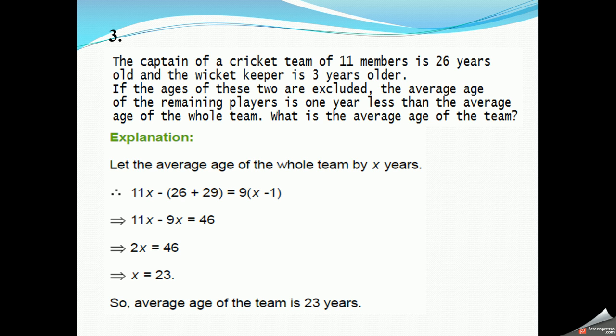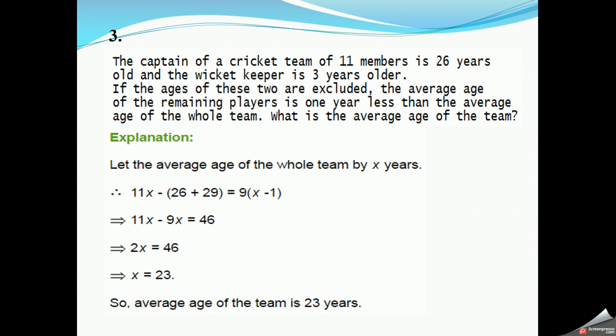Next problem: the captain of a cricket team of 11 members is 26 years old and the wicket keeper is 3 years older. If the ages of these 2 are excluded, the average age of the remaining players is 1 year less than the average age of the whole team. What is the average age of the team? While solving this type of problem, we don't directly get a hint. So consider the average age of the team as x years.